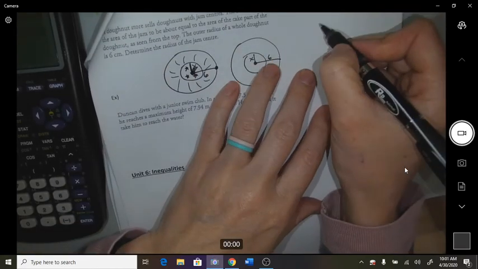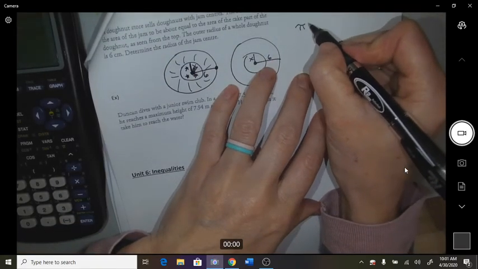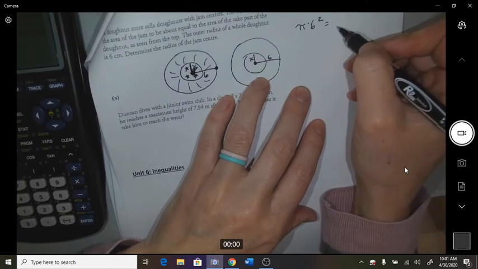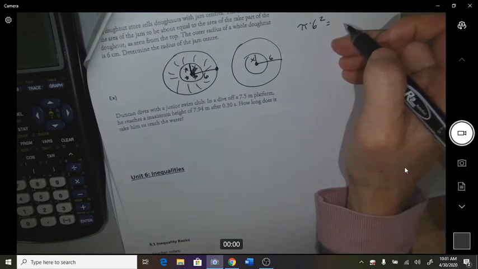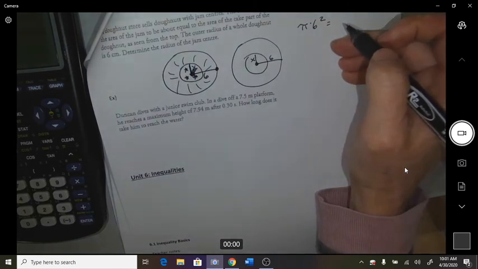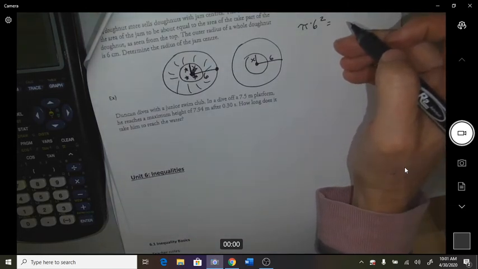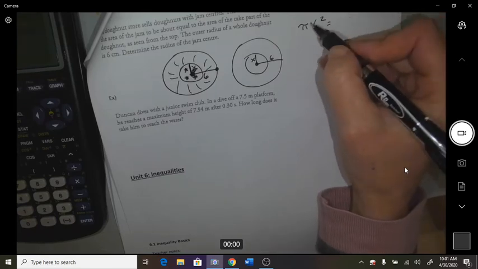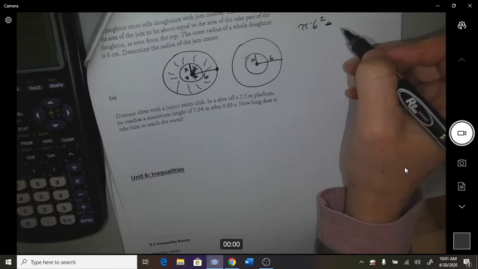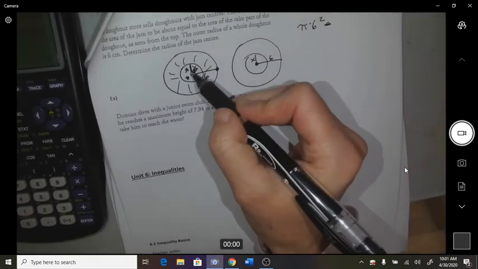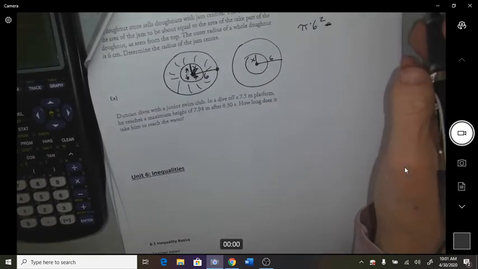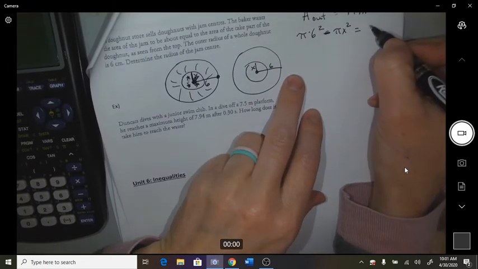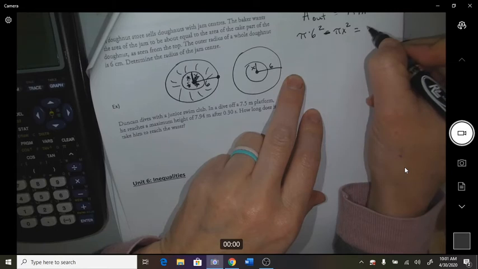So the area of the whole is pi r squared, and the area of the outer part is that, but we're going to have to take away the area of the inside, right? Because it's being cut out. So pi x squared, and that has to equal the area of the jam.